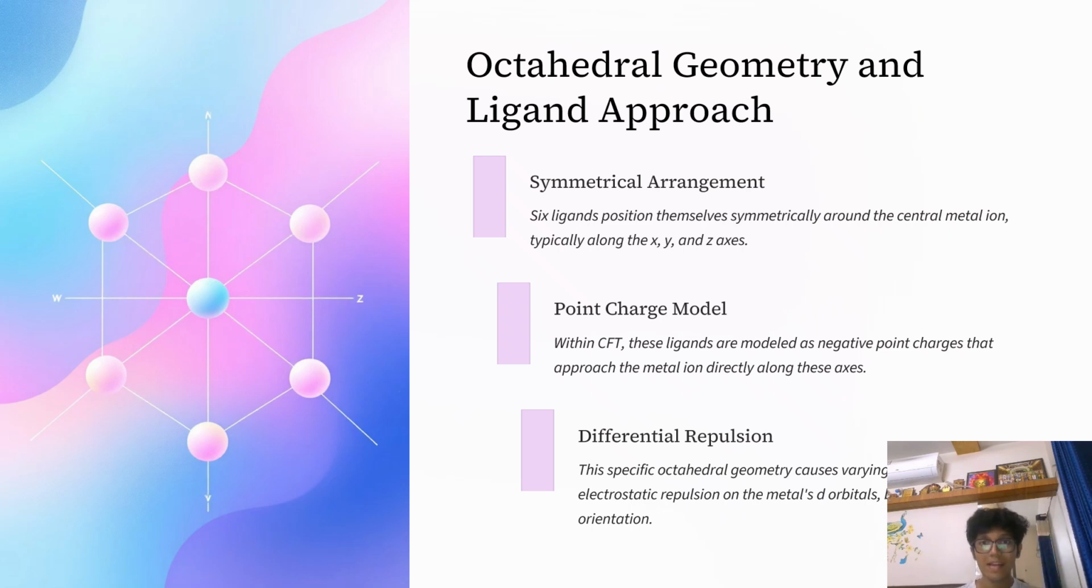Octahedral geometry and the ligand approach. Symmetrical arrangement: six ligands position themselves symmetrically around the central metal ion, typically along the x, y, z axes. Point charge model: within CFT, these ligands are modeled as negative point charges that approach the metal ion directly along these axes.